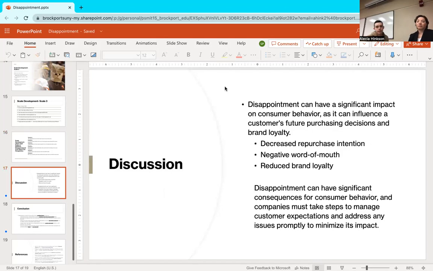Disappointment can have a significant impact on consumer behavior as it can influence a customer's future purchasing decisions and brand loyalty. So if you have disappointment, you have a decreased repurchase intention, negative word of mouth, and reduced brand loyalty. Disappointment can have significant consequences for consumer behavior, and companies must take steps to manage their customers' expectations and address any issues promptly to minimize the impact of disappointment.